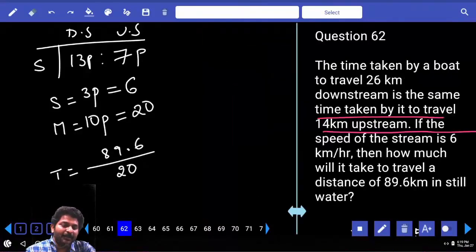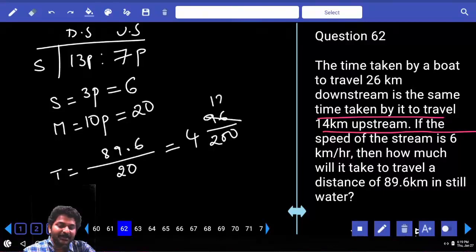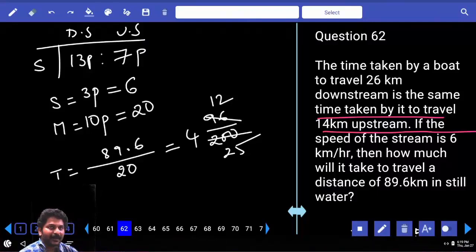Right. Now 20 how many times? Nearest value for 89, how many times? 4 times. So how much is left in the numerator? 9.6 by 20, can I write it as 96 by 200? 8 how many times? 12 times. 8 how many times? 25 times. So 4 12 by 25 hours. Over.